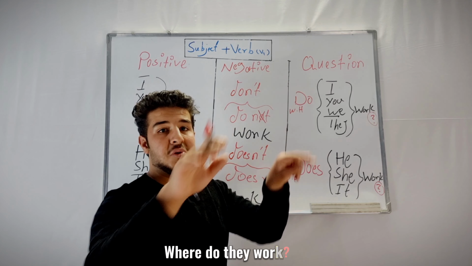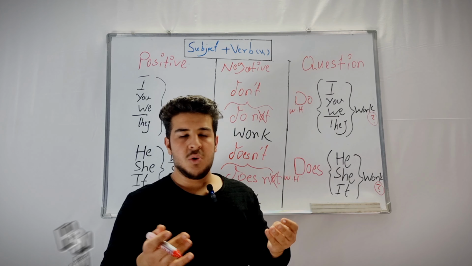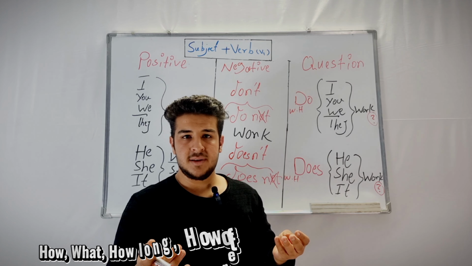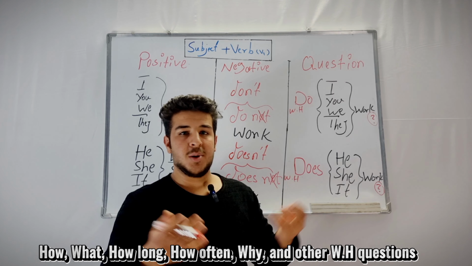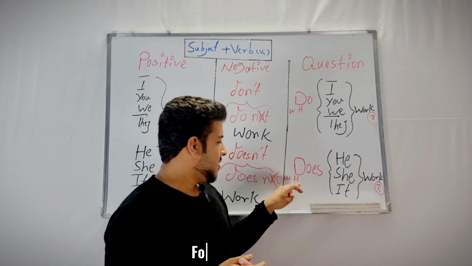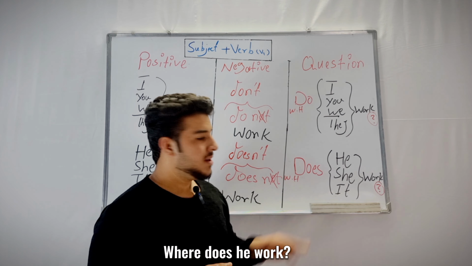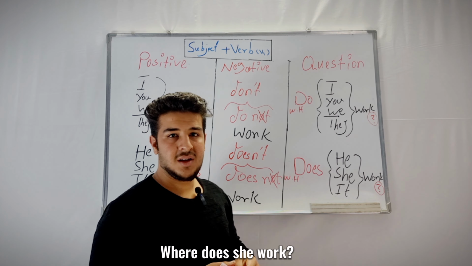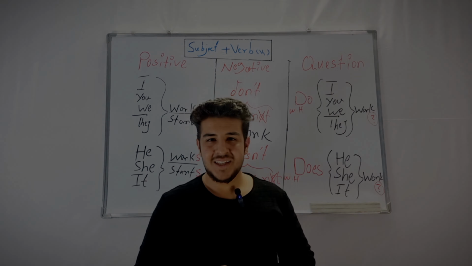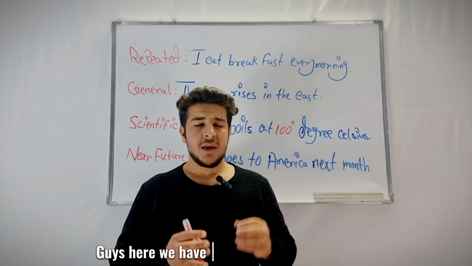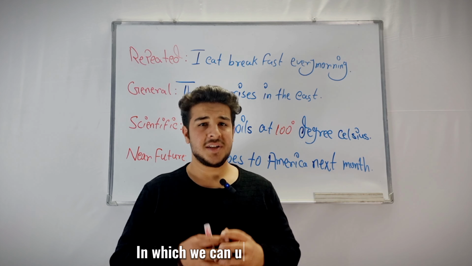Where do they work? For more information, we can use how, what, how long, how often, why, and other WH questions. And for singular, where does he work? Where does she work? And where does it work? Understood, guys? Here we have 4 different situations in which we can use the simple present tense.